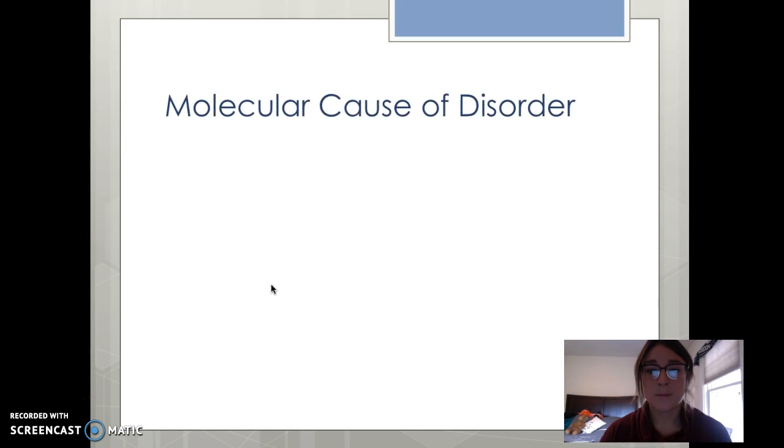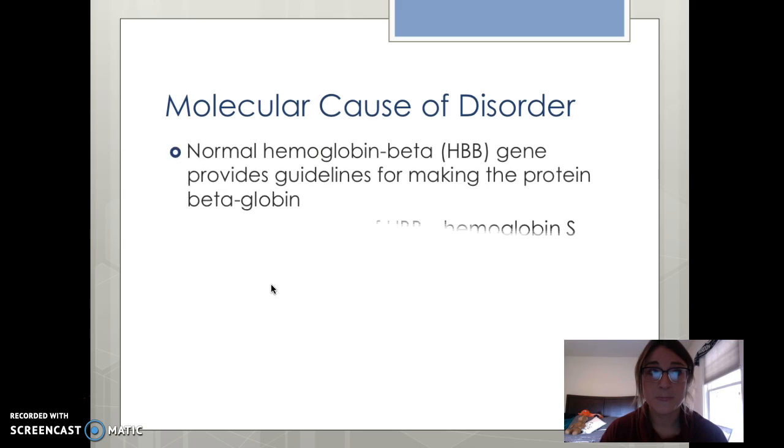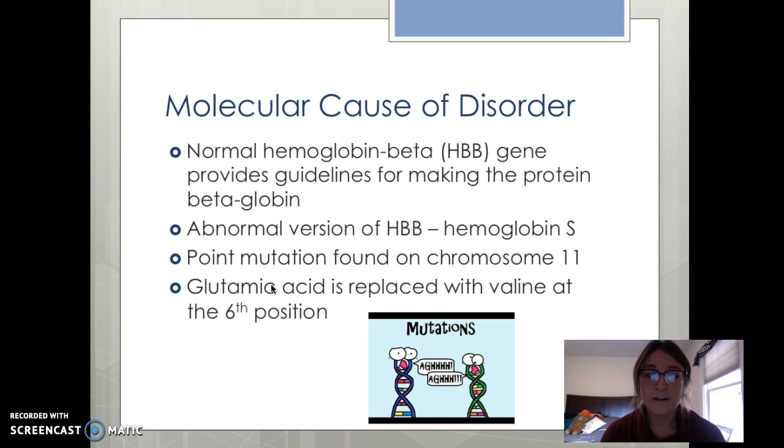Next we'll discuss the molecular cause of sickle cell anemia. As we saw on one of the slides earlier, hemoglobin consists of 4 protein subunits, the 2 alpha and 2 beta globin. A normal hemoglobin beta gene provides instructions for making beta globin. Within sickle cell disease, at least one of the 2 abnormal genes causes a person's body to make what's called hemoglobin S. Sickle cell anemia occurs when there are 2 hemoglobin S genes. This is caused by a point mutation found on chromosome 11, and hemoglobin S replaces both beta globin subunits.